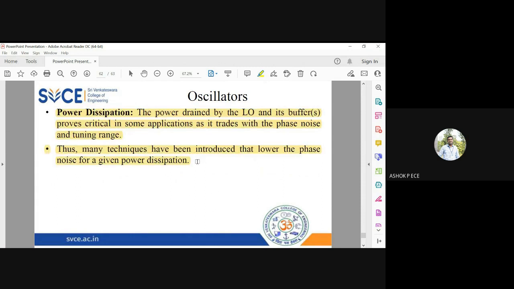An oscillator is also going to have active elements. So what is the power dissipated by the oscillator to generate the oscillations? That also has to be considered in a proper way.